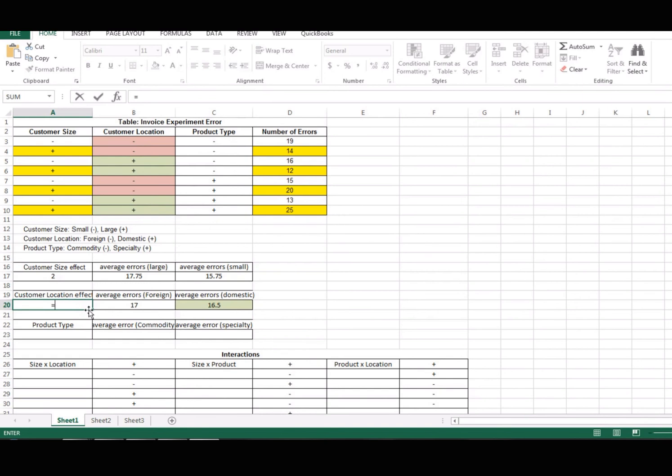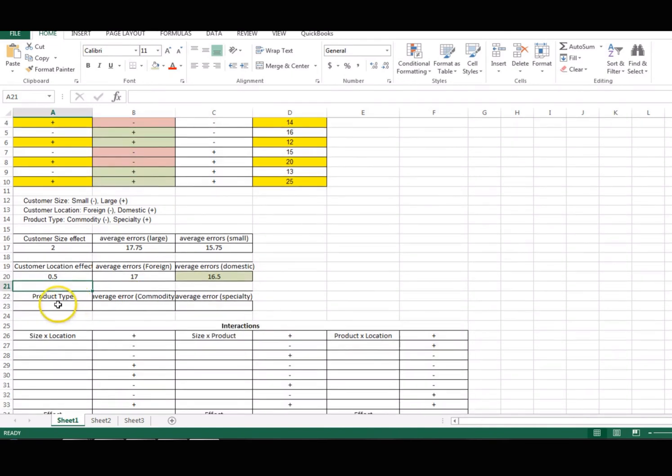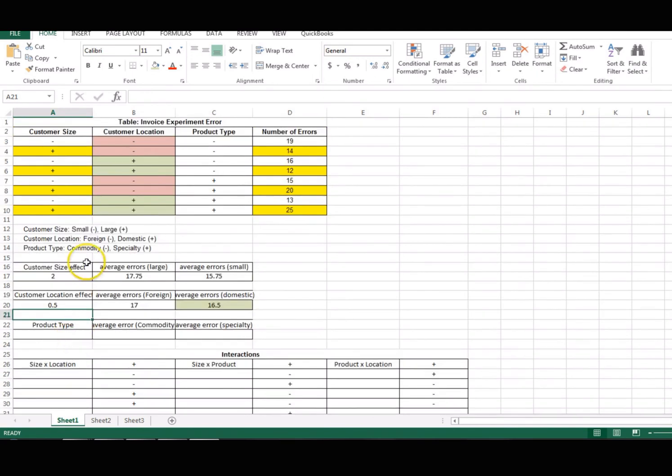All right, so your final answer here will be equal to this cell minus this cell. Okay? So that's the idea of what you're doing here. Now, I'll let you do this one, by the way, product type error, that's on you. I'm going to show you how to do size and location, and hopefully that'll help you.